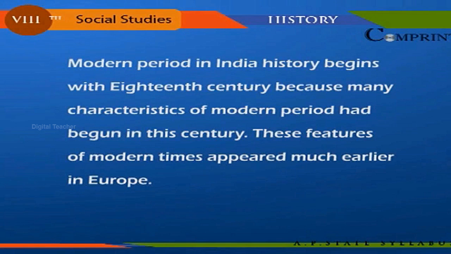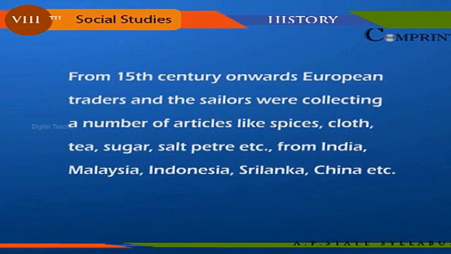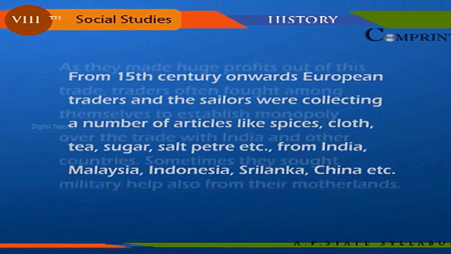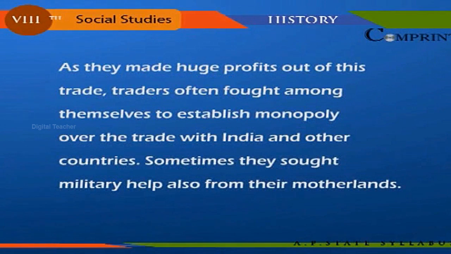These features of modern times appeared much earlier in Europe. From the 15th century onwards, European traders and sailors were collecting a number of articles like spices, cloth, tea, sugar, saltpetre, etc. from India, Malaysia, Indonesia, Sri Lanka, China, etc. As they made huge profits out of this trade, traders often fought among themselves to establish monopoly over the trade with India and other countries. Sometimes they sought military help also from their motherlands.